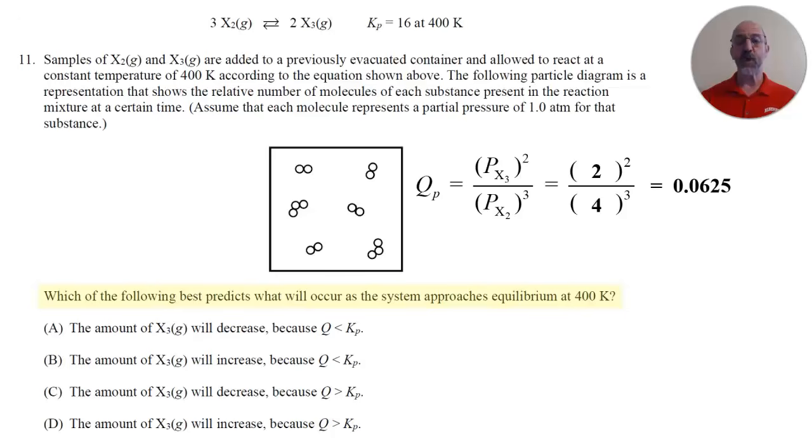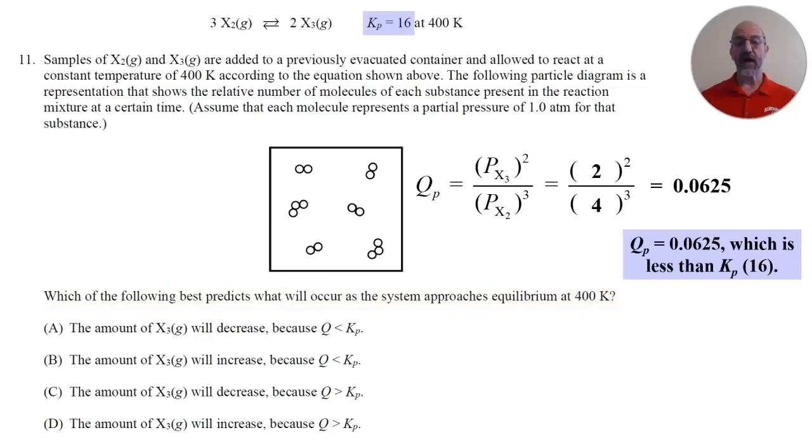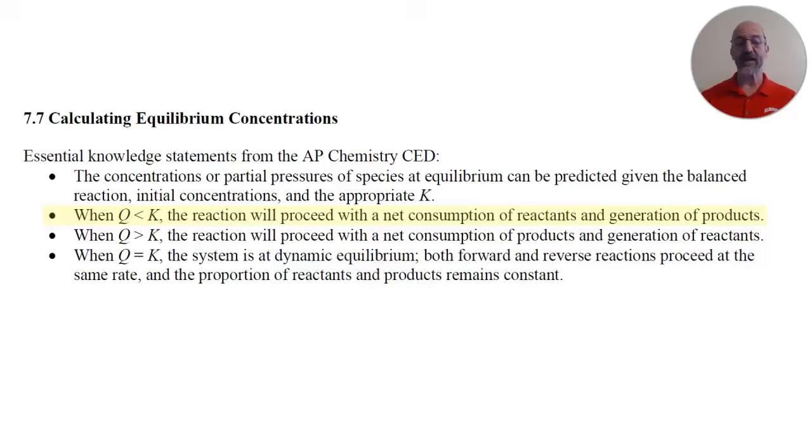So we have a situation in which Q is less than K. Now, when Q is less than K, what happens to the system? Remember, in topic 7.7, when Q is less than K, there will be a net conversion from left to right, a net consumption of reactants, and generation of products.